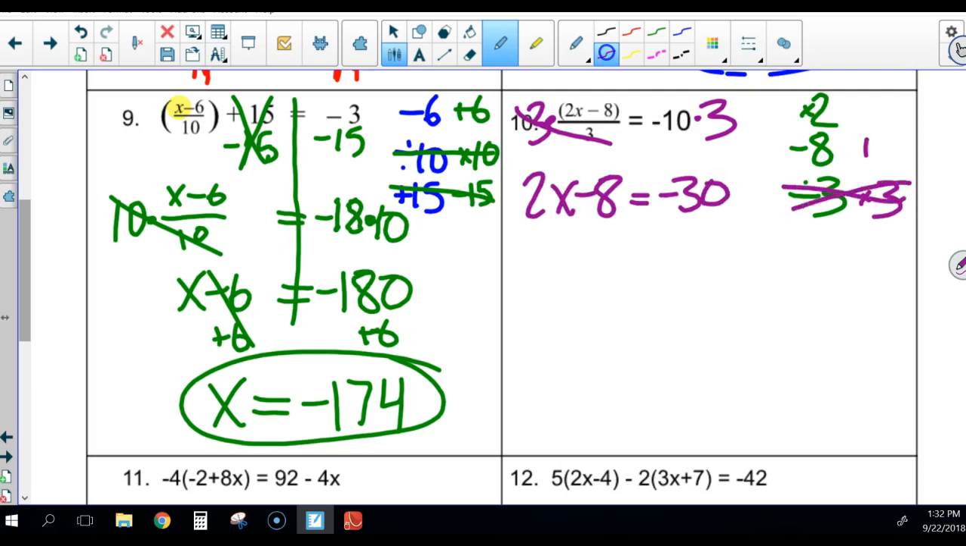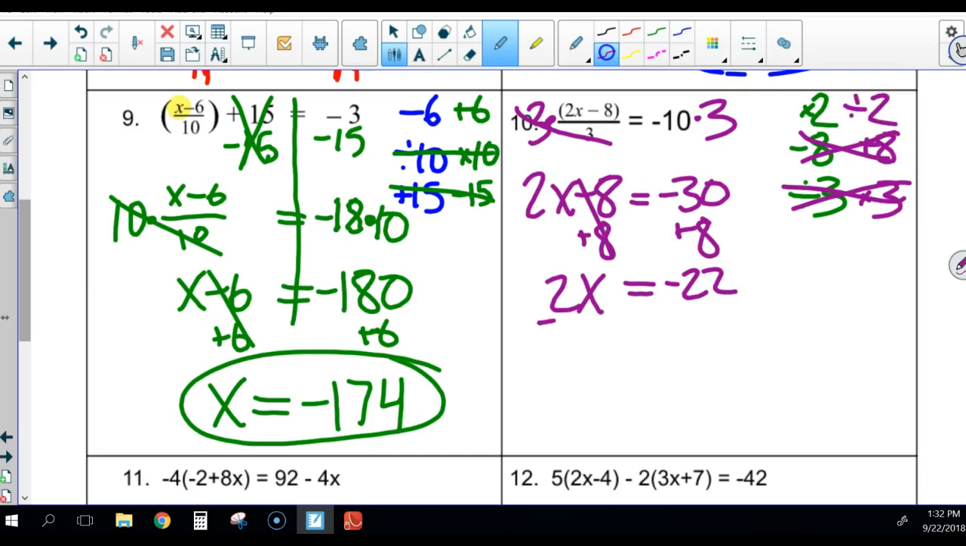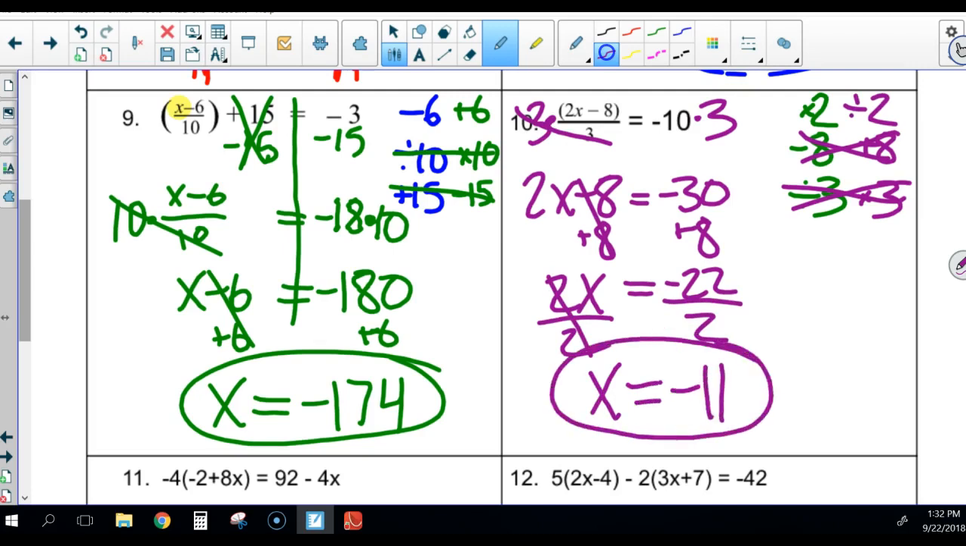Good there. Add 8. So, 2x equals negative 30 plus 8 is negative 22. Good there. And then finally divide by 2. And we have x equals negative 11. A lot of negative 11s.